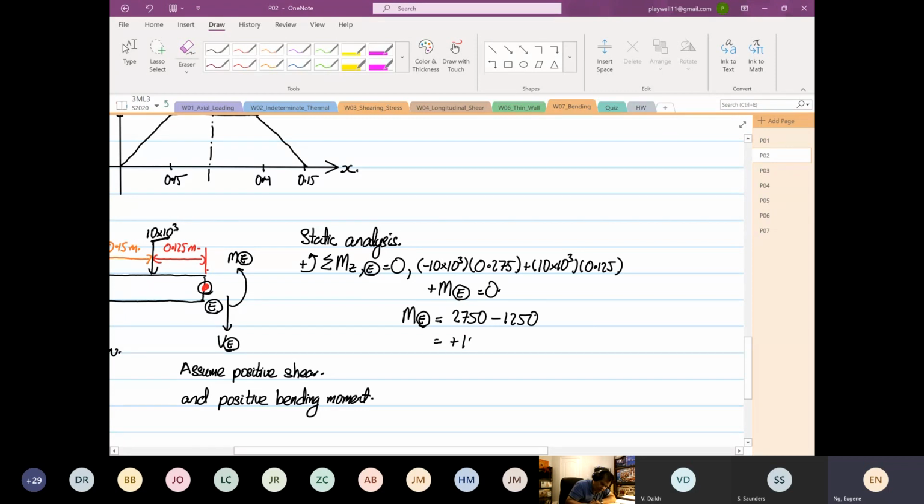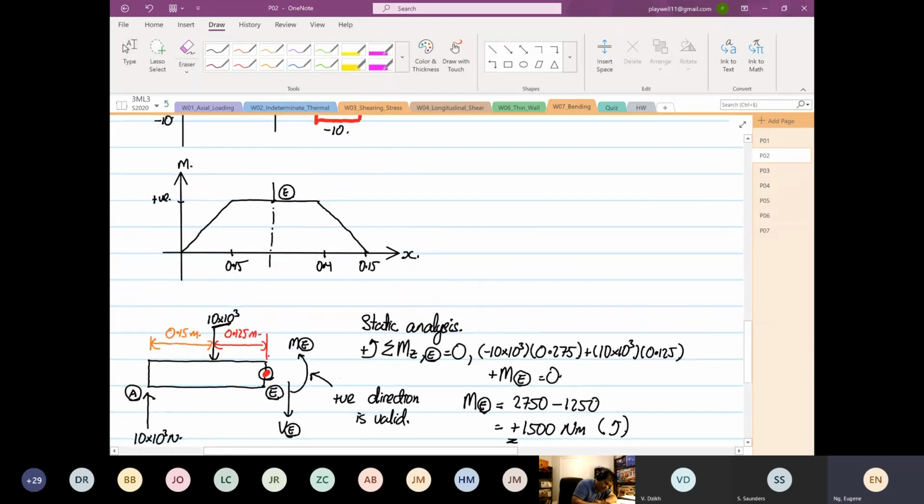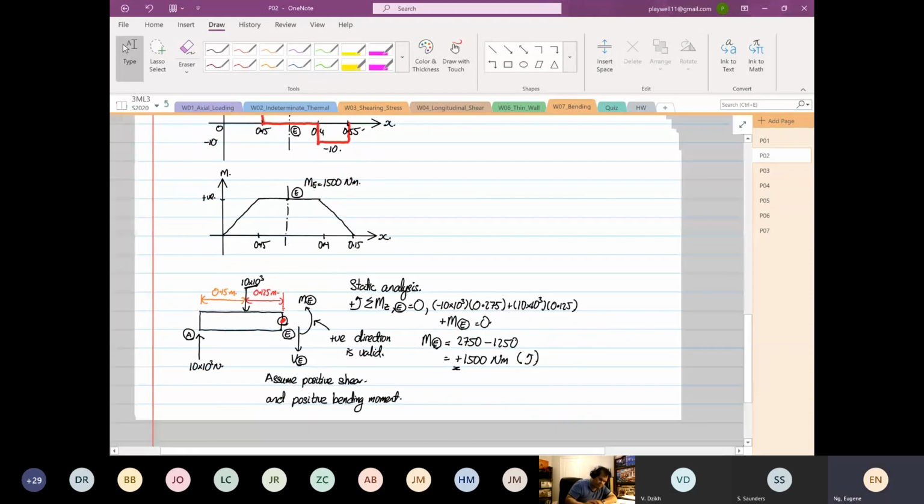So positive 1500 Newton meter. When it's positive, it means the direction is valid. If it's negative, it means it's not valid. So now we know that this value over here, the moment at point E, is equal to 1500 Newton meter.